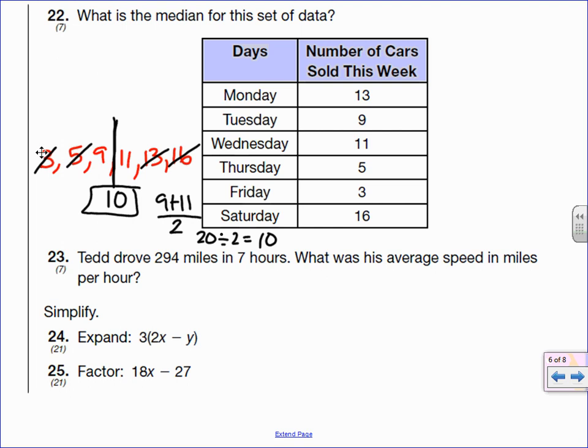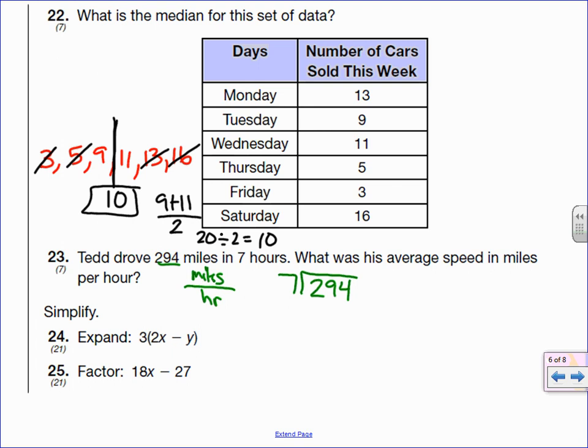Ted drove 294 miles in 7 hours. What was his average speed in miles per hour? So miles per hour means divide. I'm going to take the number of miles, 294, and I'm going to divide that by the number of hours, 7.